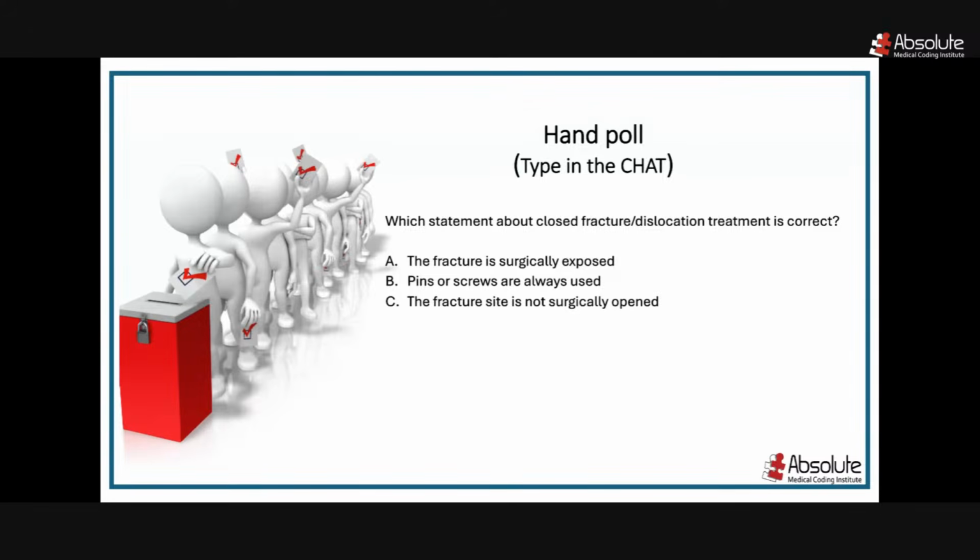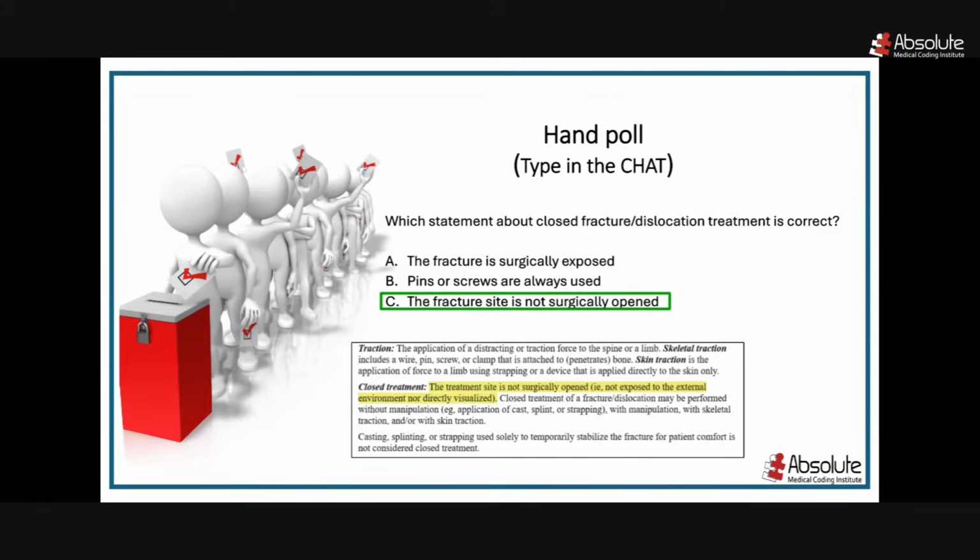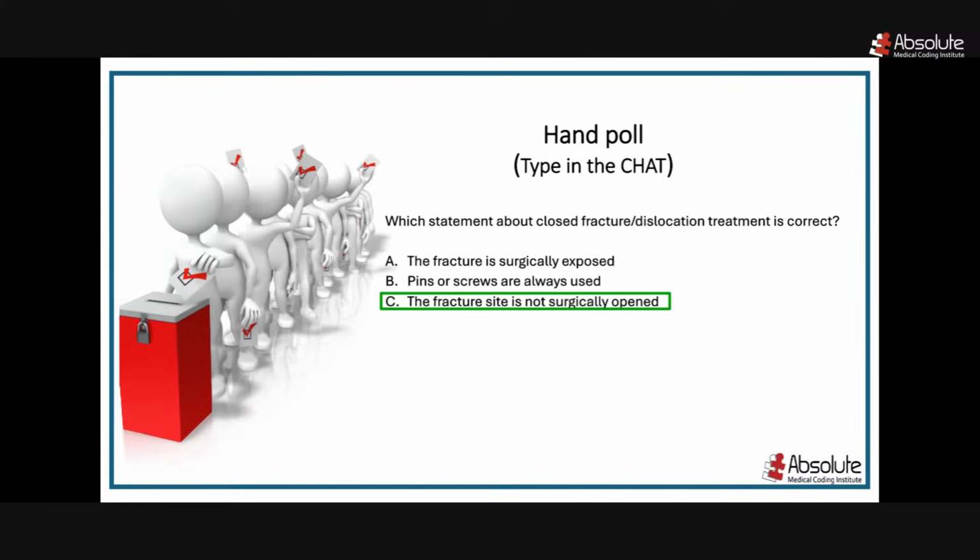All right. I didn't have to wait much time for the answers to come in the chat. Absolutely correct. Option C is a correct answer. Here we go. Closed treatment. The definition states that the treatment site is not surgically opened, that is not exposed to the external environment, nor visualized directly. So great job on that one. Let's move on to the next.